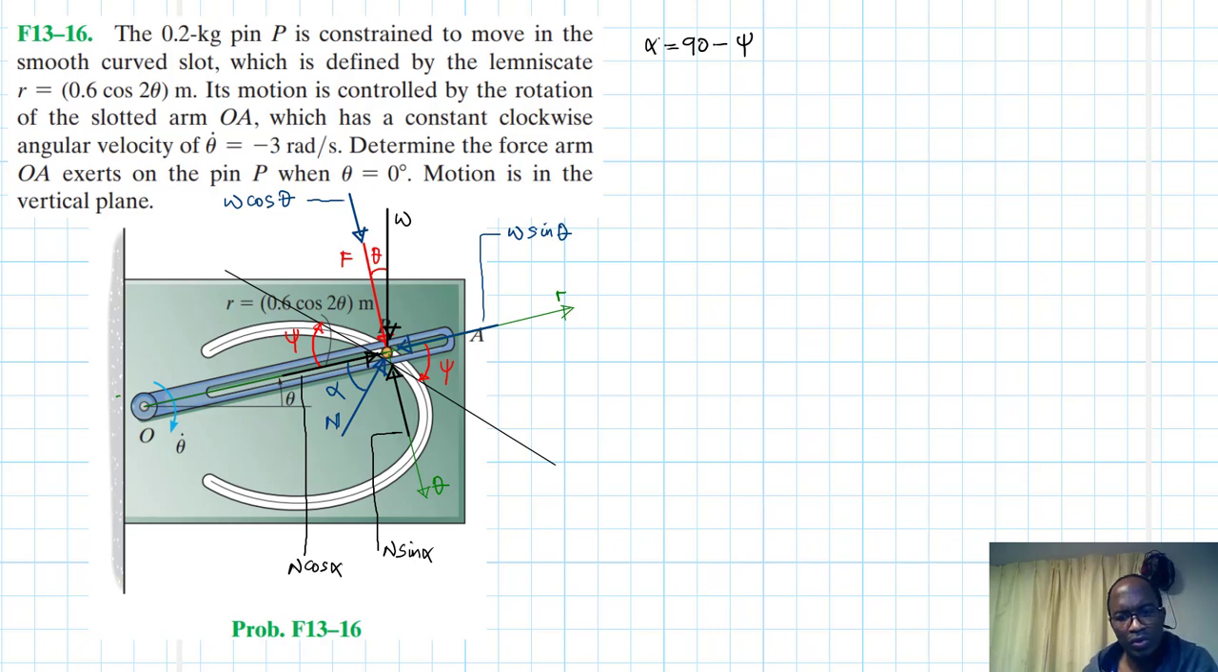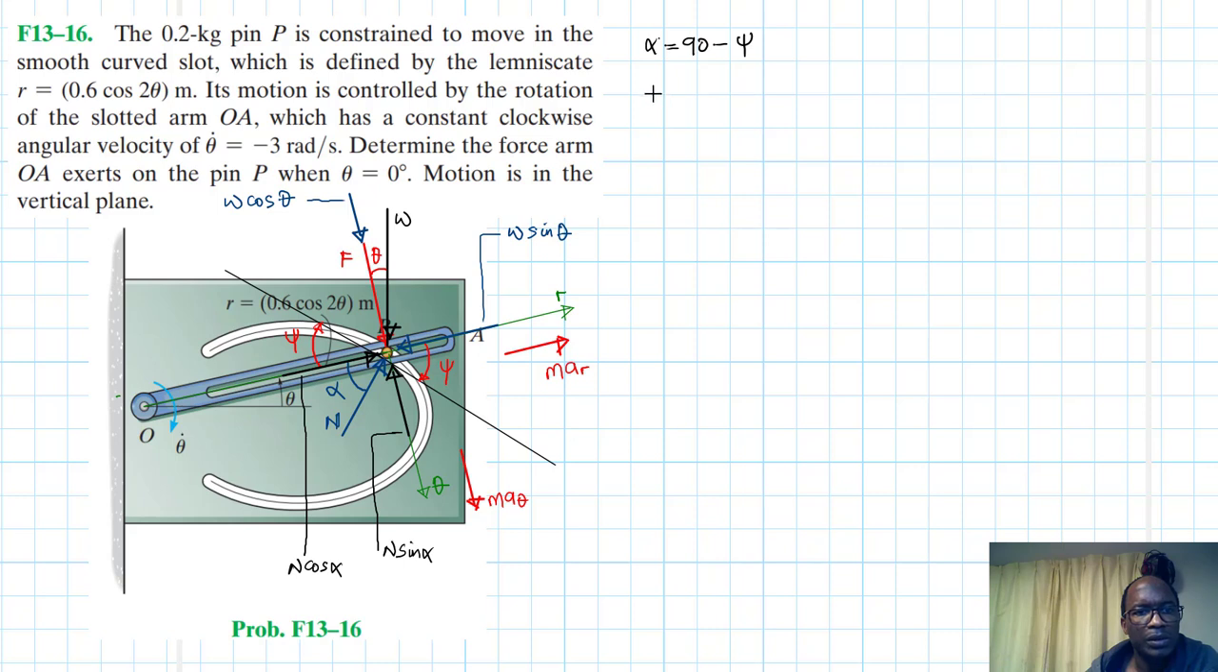We can show also the kinetic diagrams in this direction like so, as well as in this direction. Okay, so this is our M. So MAR, this is our M theta like so. So let's go ahead and apply the equations of equilibrium, but before we do so, let's compute all the components that we need for our acceleration in the r and theta direction.